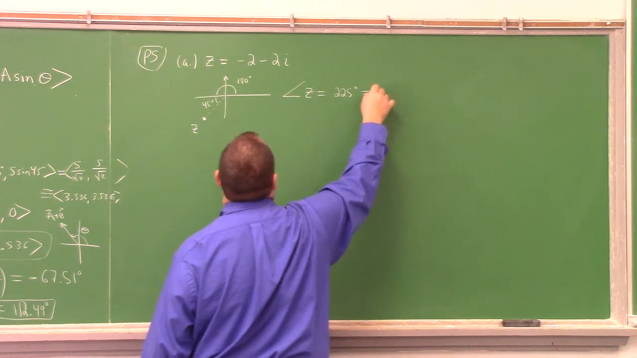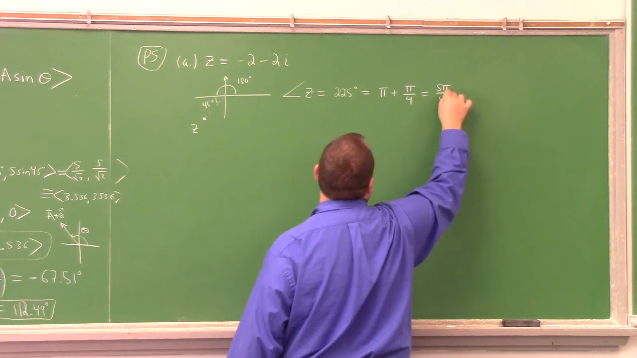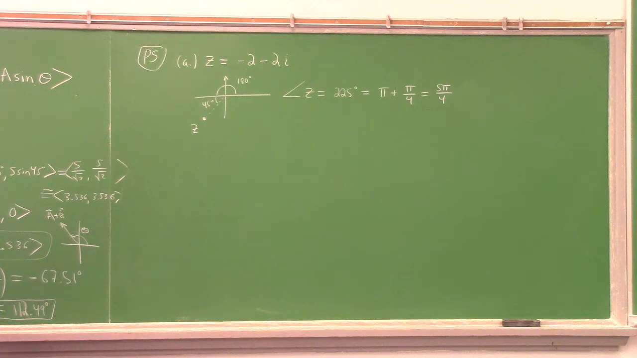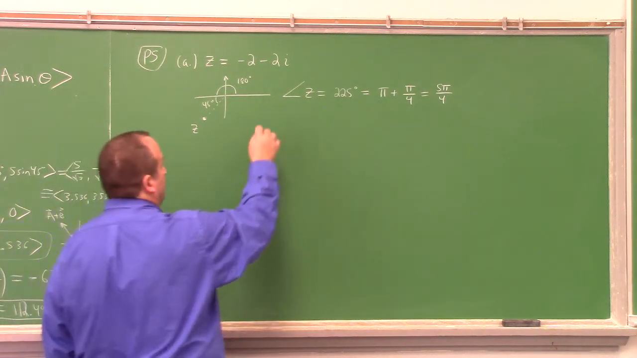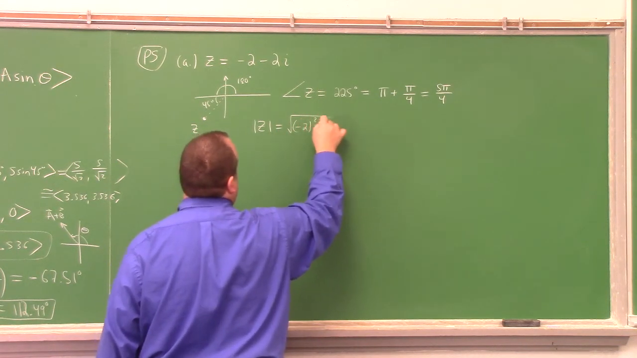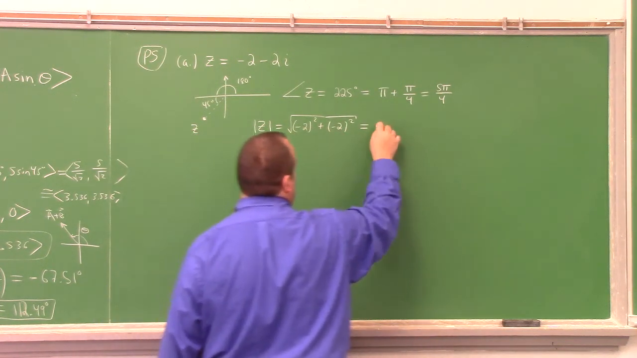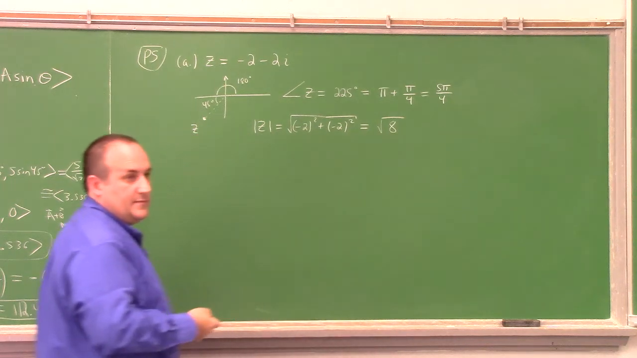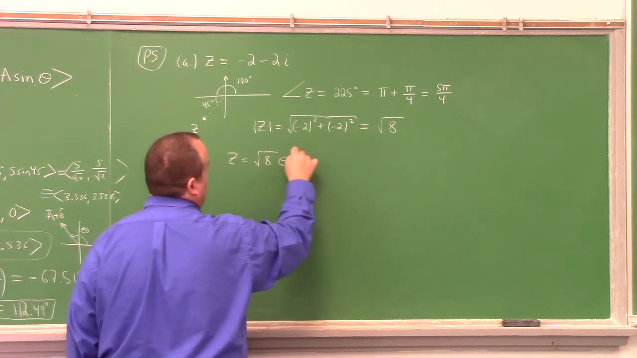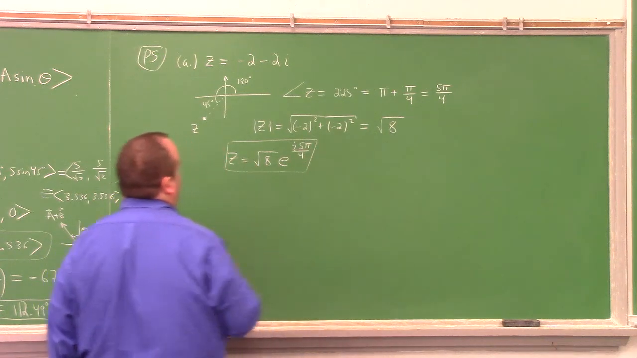So the angle of Z is 225 degrees. Or if you like to look at it another way, it's pi plus pi over 4 radians. So it's 5 pi over 4 radians. We need radians for the e to the I theta formula, right? And what's the magnitude? Square root of -2 squared plus -2 squared. I don't even bother writing the minuses half the time, but that's 4 plus 4, which is 8, square root of 8. And so therefore, Z is square root of 8, e to the I 5 pi over 4. There you go. That is the polar form of the complex number.